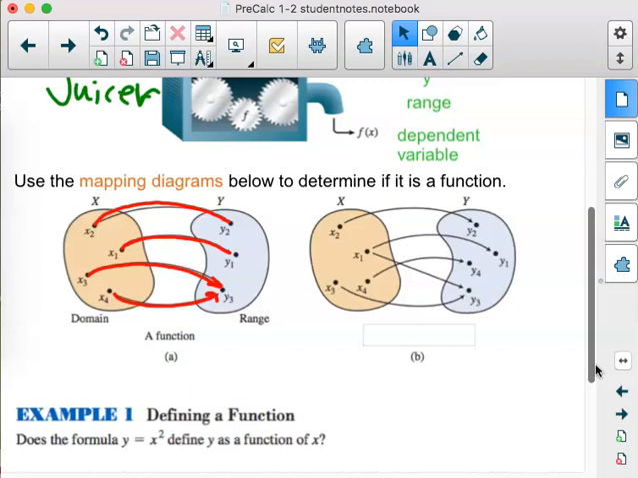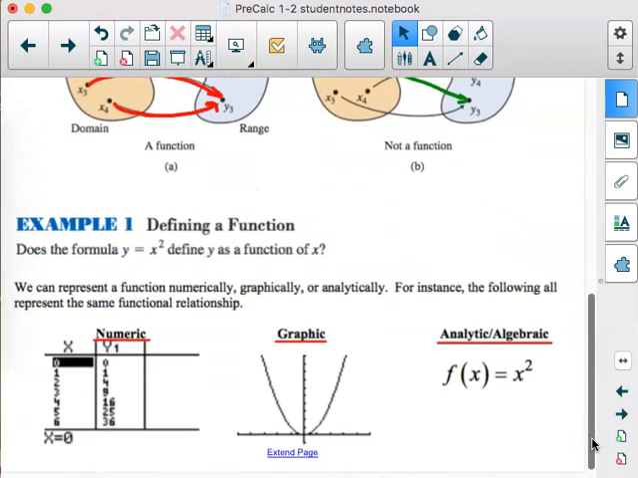If we look at the second one, we see that x sub 2 is still just mapping to y sub 2, which is great, but here comes trouble. x sub 1 gives you the answer of y sub 1, and it also gives you the output of y sub 3. This is not a function, and the rest of it doesn't really matter. As soon as we find one that maps to two different y values, then we're done. That's not a function. So mapping diagrams can be used to determine if something is a function.